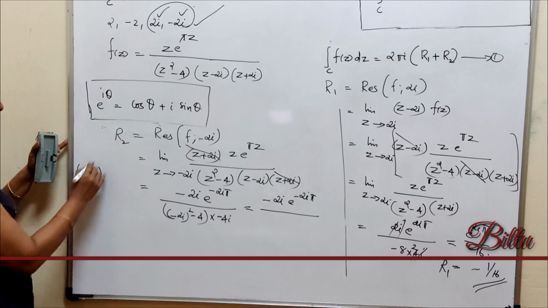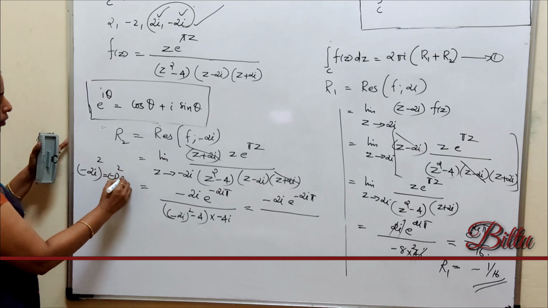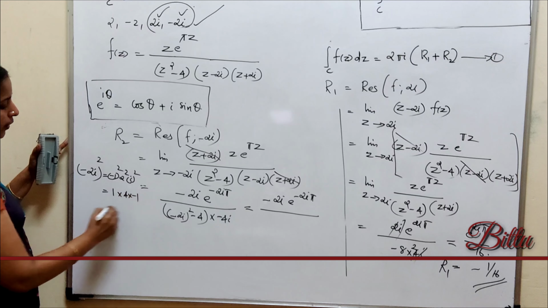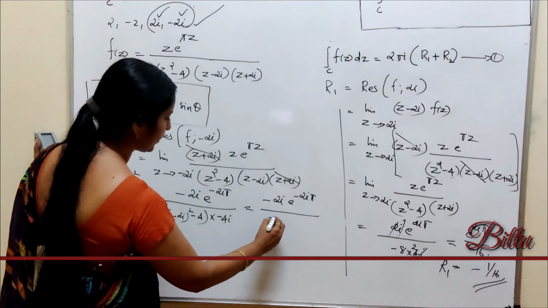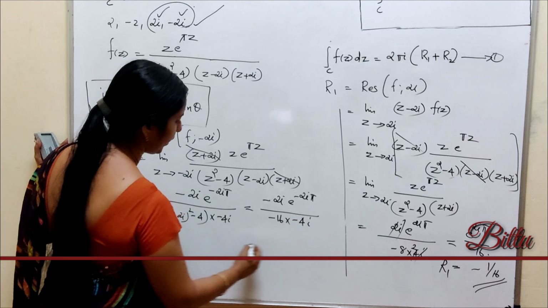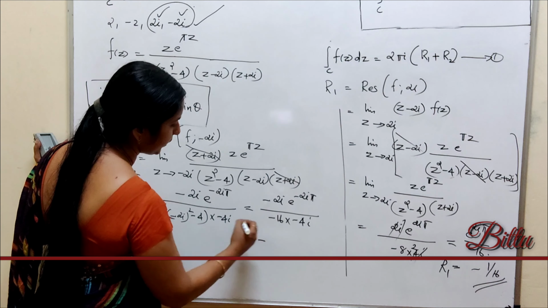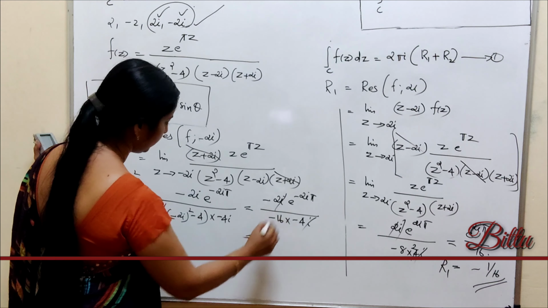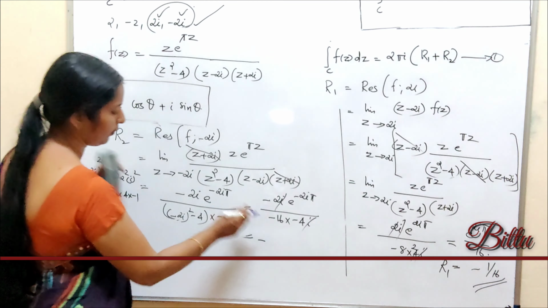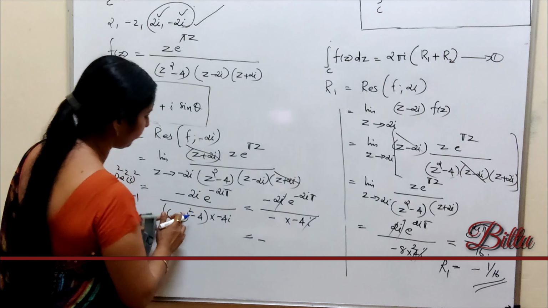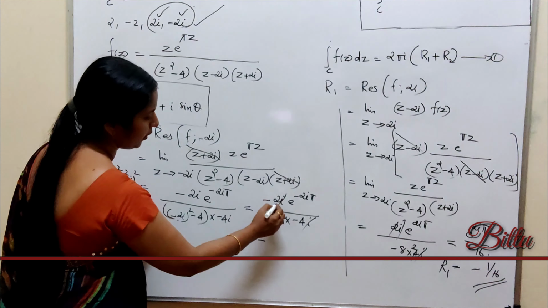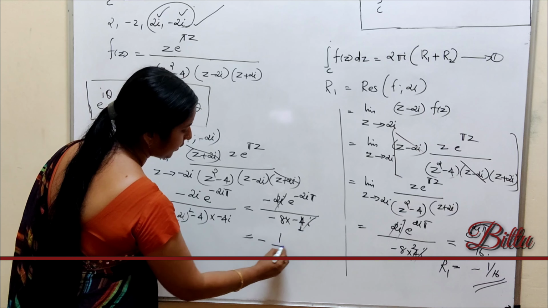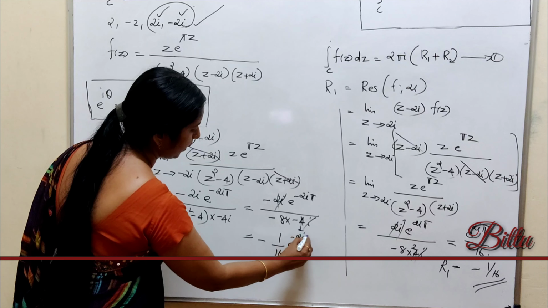Minus 2i into e raised to minus 2i pi divided by minus 2i the whole square, that is minus 1 square, 2 square, i square. That is 1 into 4 into minus 1, that is minus 4. So it is minus 16 into minus 4i. Here it is minus 8 only. Minus 4 minus 4, it is minus 8. You cancel 2 with this, that is, you can see 1 by 16 e raised to minus 2i pi.